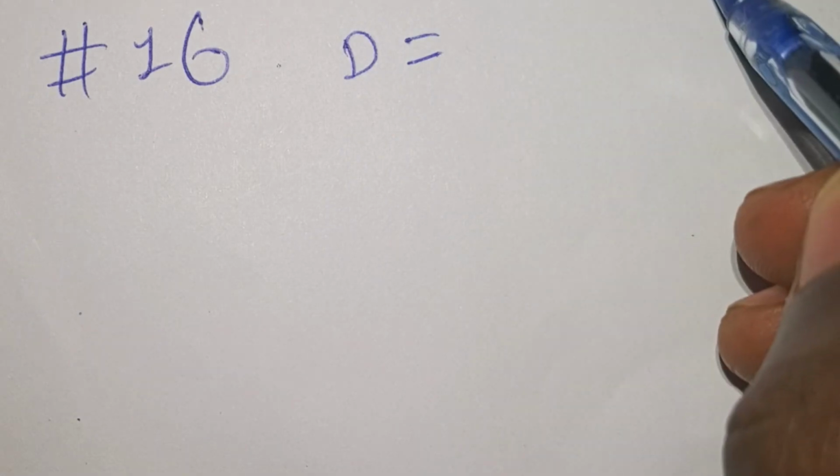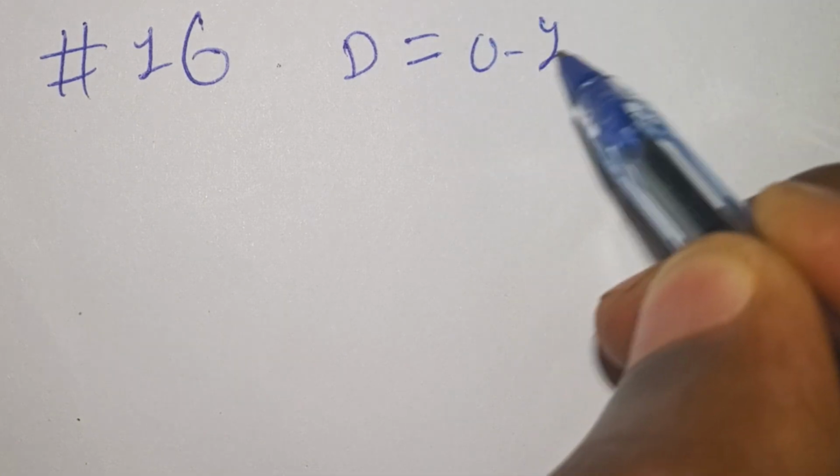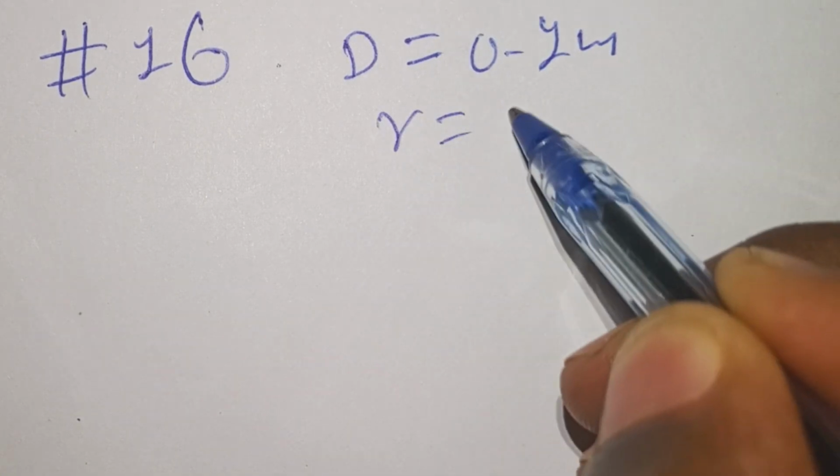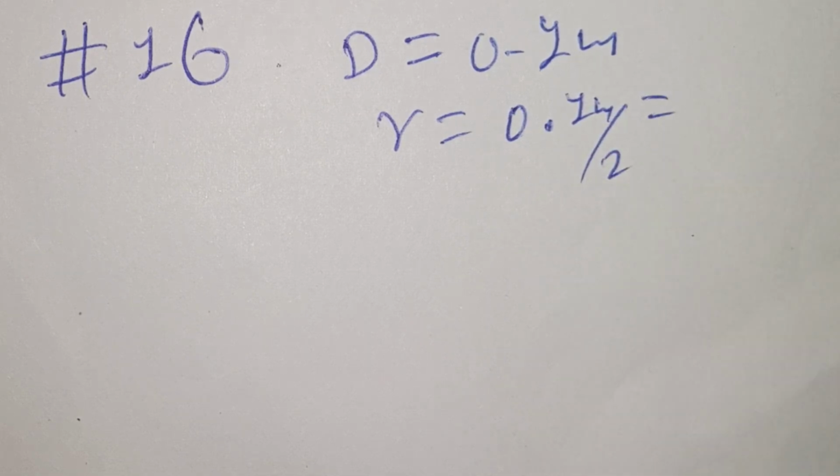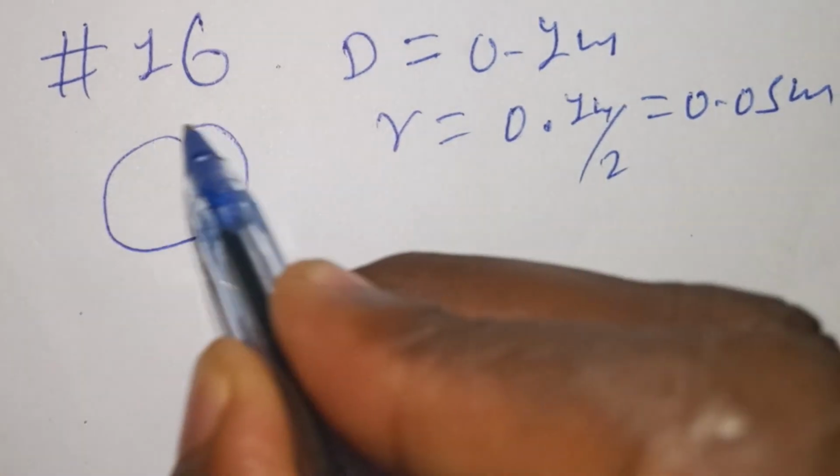Question number 16 states that a loop of 0.1 meter in diameter is placed in the XY plane in a uniform magnetic field of 0.6 Tesla that is perpendicular to the plane of the loop. Then what is the net magnetic flux through the coil? We can say that the loop is a circular loop, which is 0.1 meter in diameter. So the radius of the loop is 0.1 meter divided by 2, which is equal to 0.05 meter.